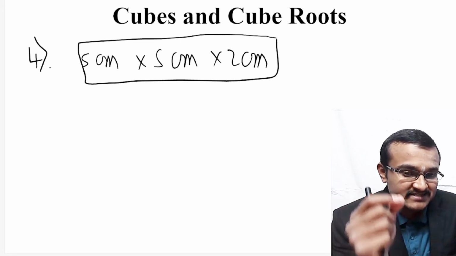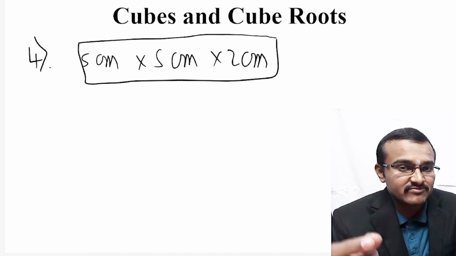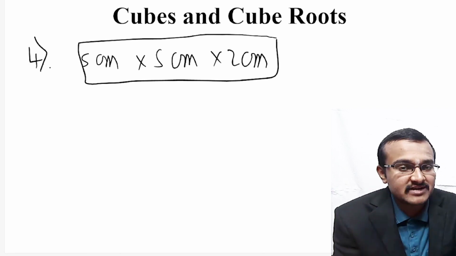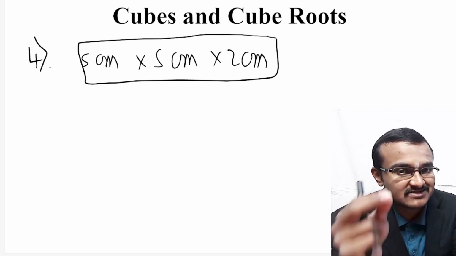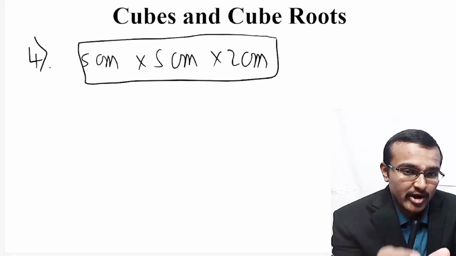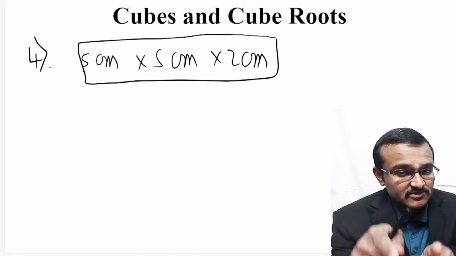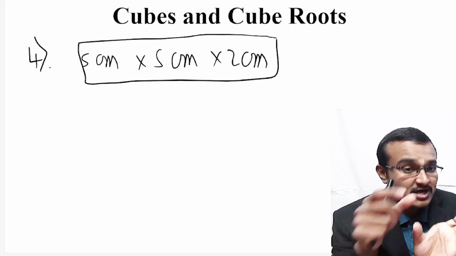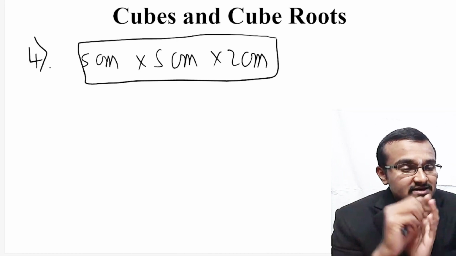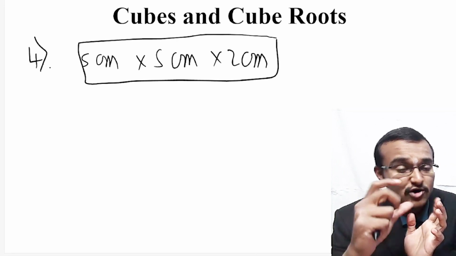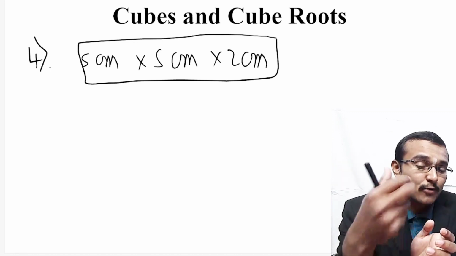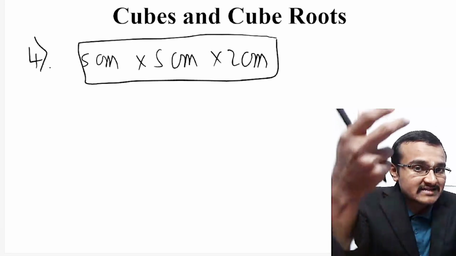Here 5 centimeter into 5 centimeter into 2 centimeter. That means one side is 2 centimeter and two sides of this cuboid are 5 centimeter. So this is a cuboid, not a cube. How many of these 5 by 5 by 2 centimeter cuboids do you require to get a perfect cube, so that the length, breadth and height of the final cube you get when you join all these cuboids together are equal? How many such cuboids do you require to make that cube?